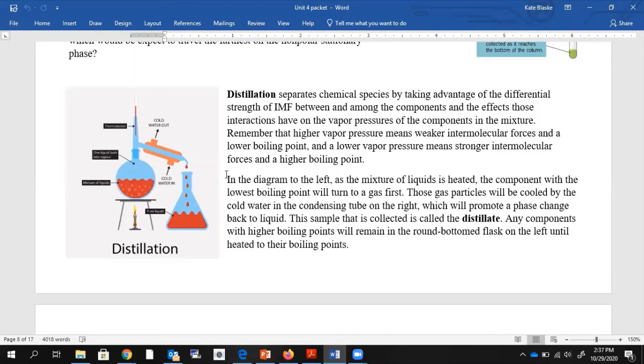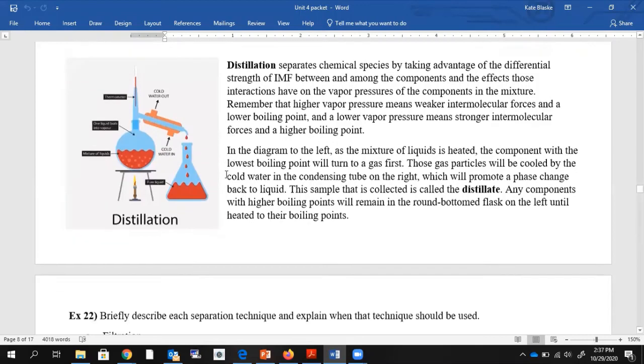When you do thin layer chromatography or paper chromatography, you can identify what's in that mixture, but we can't collect it because it's just a little dot absorbed onto that paper.